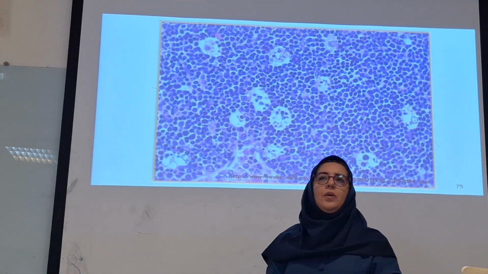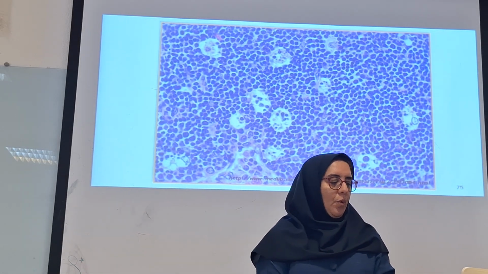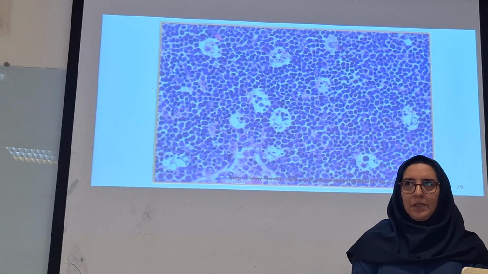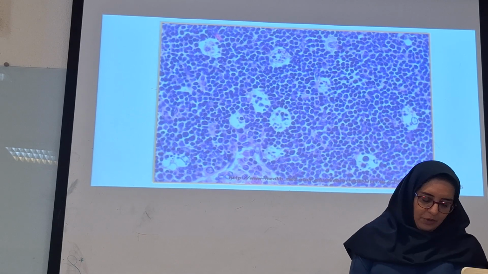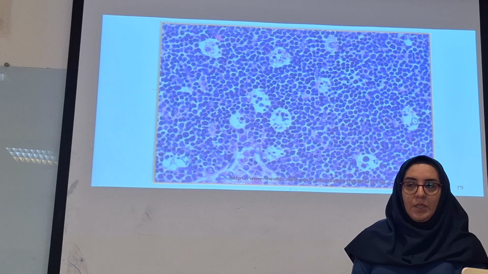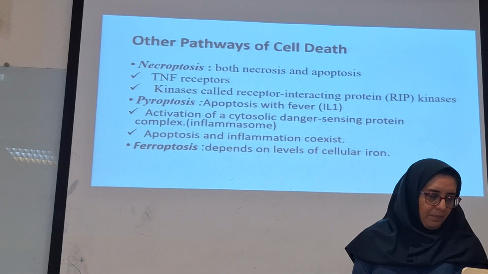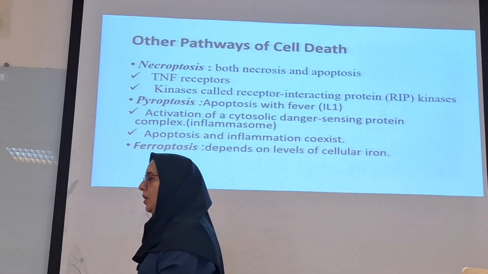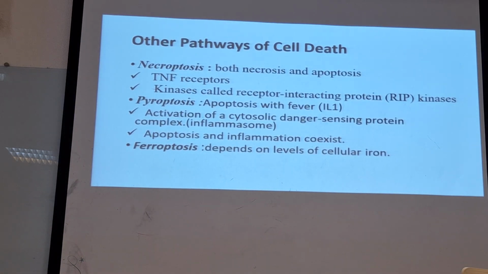Also in histology, you see in the lymph node germinal center many apoptotic bodies. Then we have removal of autoreactive lymphocytes or lymphocytes that have no use. But we also have some pathways of cell death.